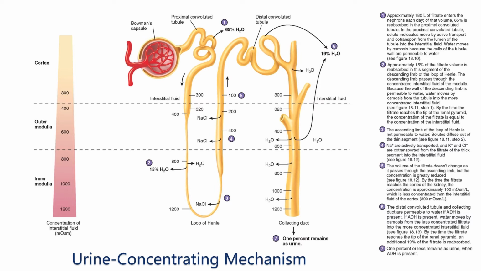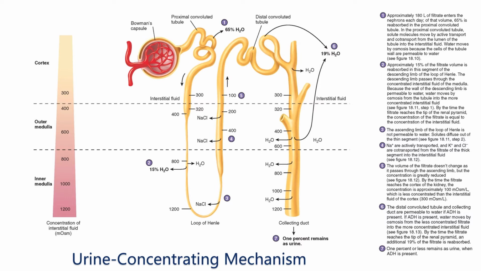Approximately 15% of the filtrate volume is reabsorbed in the descending limb, which passes through the concentrated interstitial fluid of the medulla. Because the wall of the descending limb is permeable to water, water moves by osmosis from the tubule into the more concentrated interstitial fluid. By the time the filtrate reaches the tip of the renal pyramid, its concentration is equal to the concentration of the interstitial fluid.